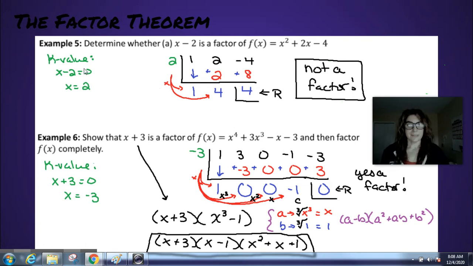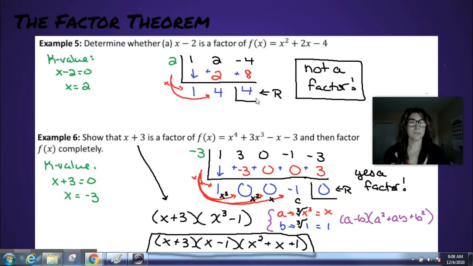So again, you need to find a k value. Your k value is you take your binomial, set it equal to 0, solve it. That goes on the outside. All of your coefficients, and if they're missing any, like down here, you put a 0 in. And then you drop the first term, multiply the outsides, bring it in, add it, repeat. So again, this is our synthetic division.